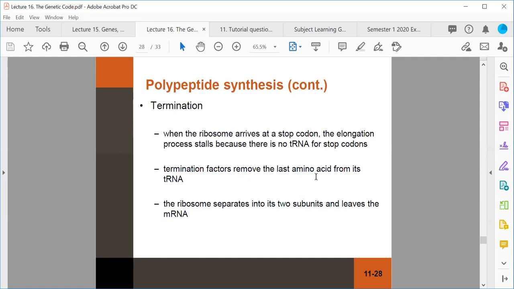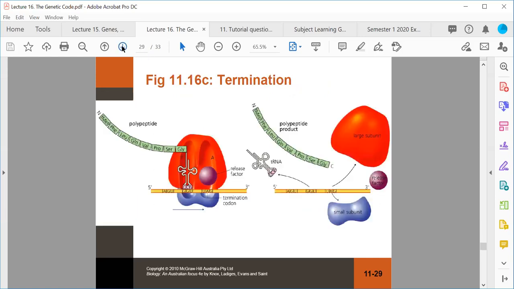They'll remove the last amino acid from the transfer RNA that it's actually attached to. That is, the chain of amino acids that are attached to that very last transfer RNA. The ribosome will then separate back into its 2 subunits and detach from the messenger RNA. So that's illustrated here. This is termination.